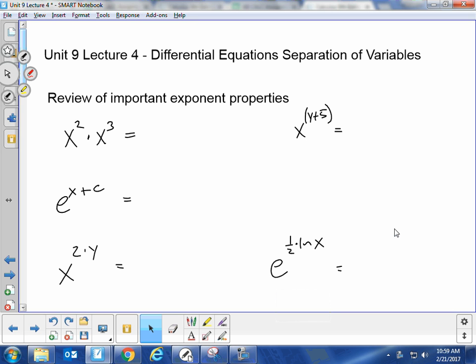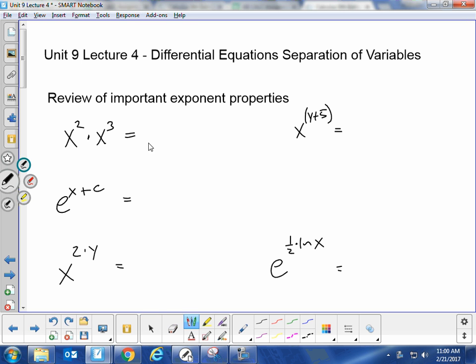So before we get into solving tougher differential equations, we need to review some properties of exponents, which will help us when we go through this whole process, okay? Some easy ones. If I have two of the same bases taken to different powers, then you just add these powers together. This is x to the fifth, but I'm going to write it as x to the 2 plus 3.